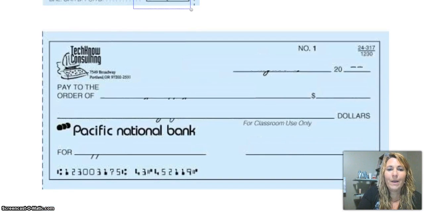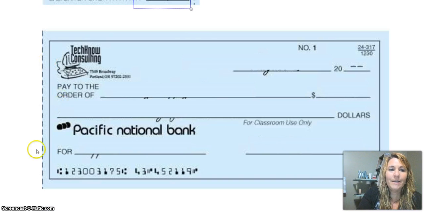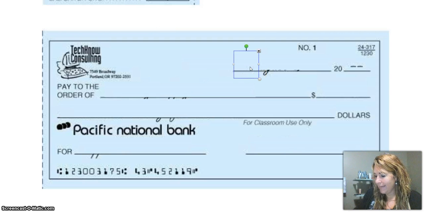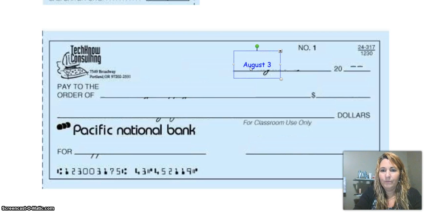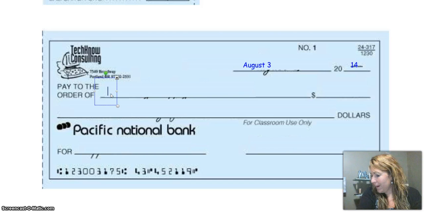Now we're ready to write the check, and this little line here would have really been joined up with the check stub. So to write the check, the date is August the 3rd, and the year is 2014. Paid to the order of. We are writing this check to Port City Supply Company.